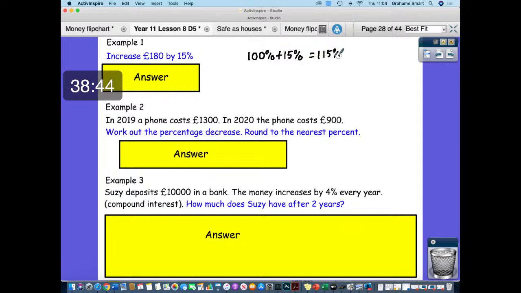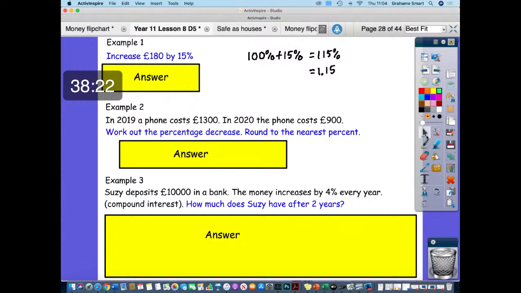And then I'm going to convert that percentage into a decimal. To do that, we always divide by 100. As I'm sure you're all aware, you've probably been doing this since primary school. So 115% divided by 100 will give me 1.15. And then I'm going to use that. So I'm going to multiply 180 by 1.15. I can do that on my calculator, obviously, and that gives me £207.